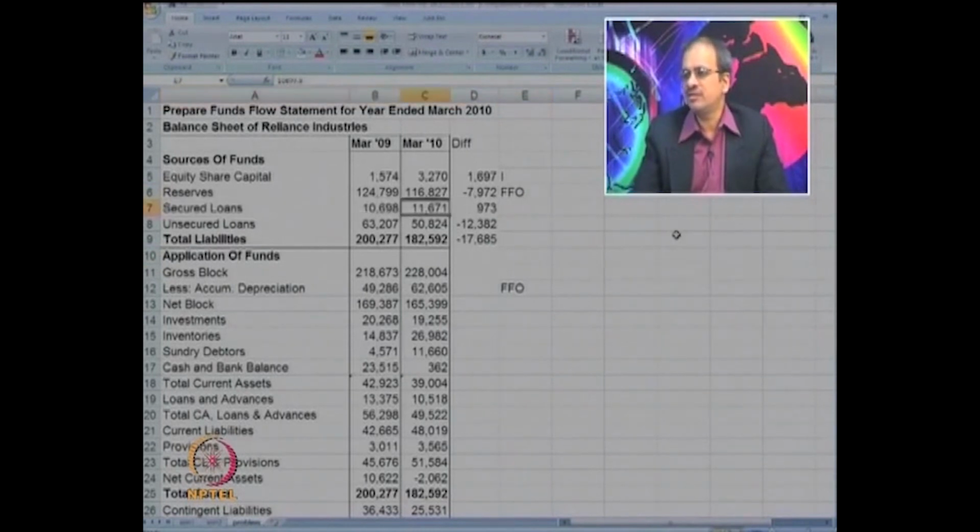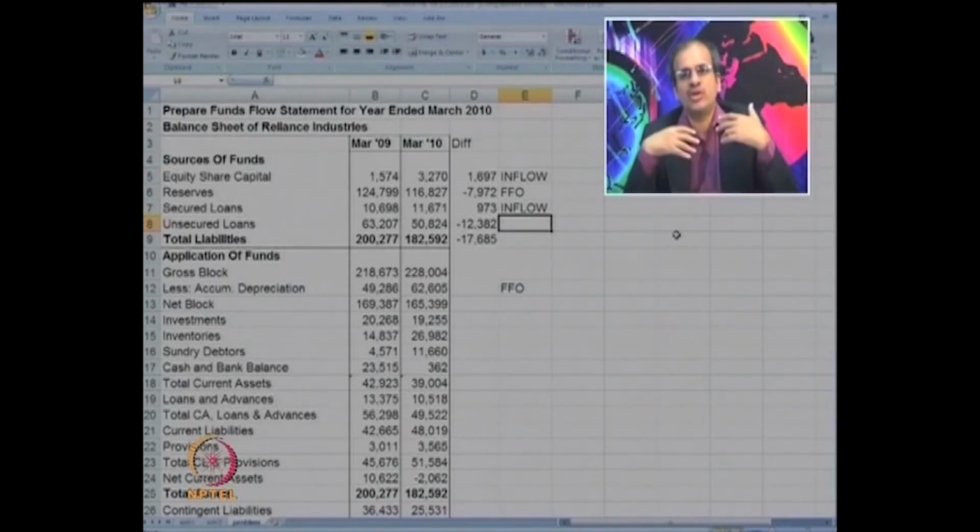Secured loan, there is an increase in secured loan. Is it an inflow or outflow? It represents an inflow. I think I will write in full to make it more clear to you. Unsecured loan, there is a decrease in unsecured loans. So, loans have been repaid. They were 63, they have gone down to 50. So, it represents an outflow. Are you getting clear?